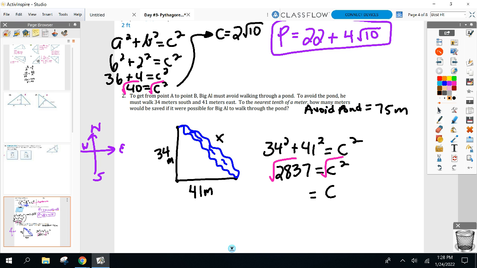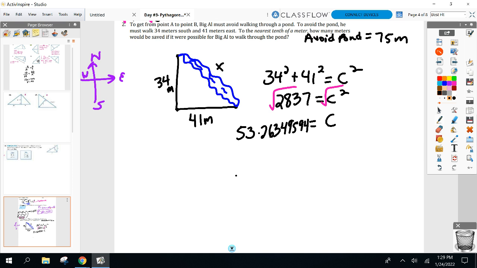Because you should not be rounding that number right now on your own. The only thing we round to the nearest tenth is our final answer. Don't round this number because I'm going to tell you what's going to happen. You're going to round it, and it's going to affect your final answer, and it'll be wrong. Do not round in the middle of the problem. Do it at the end. So yes, I'm going to do it too. 53.26349594, I think. Right? Yep. Don't round in the middle of a problem. It could affect your final answer. So that's how many meters it is if you can walk across the pond.